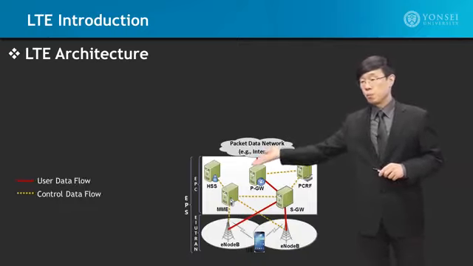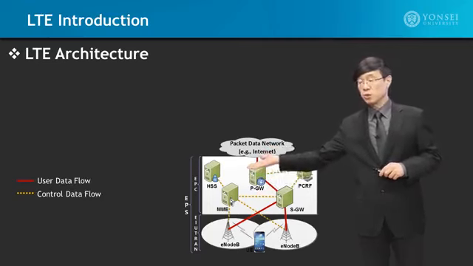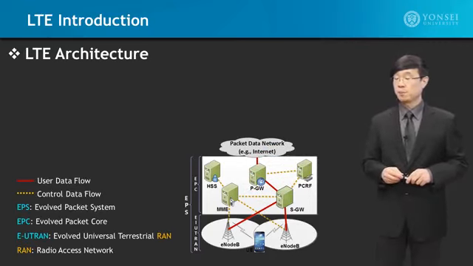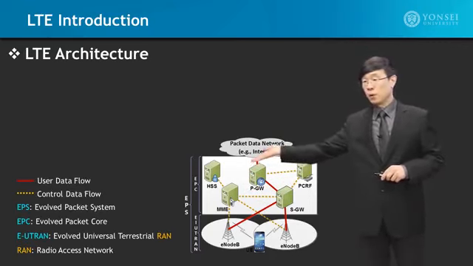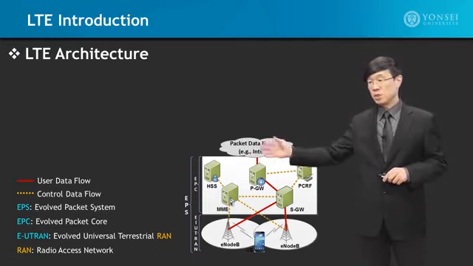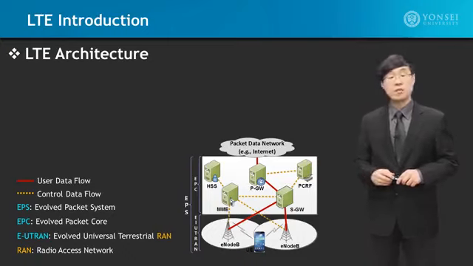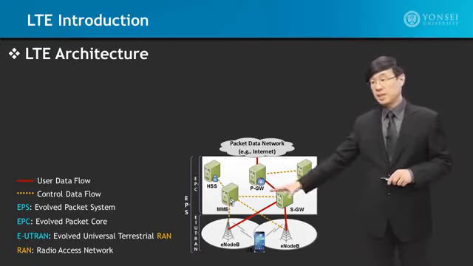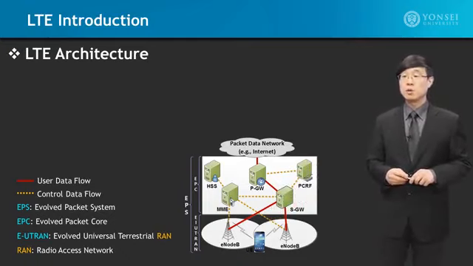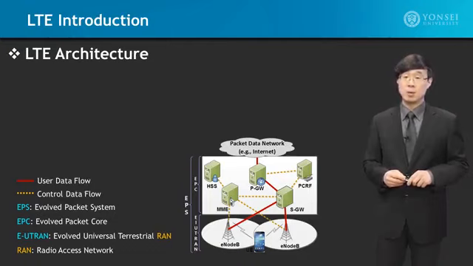and they are divided into big chunks, which has the EPS and the EPC and E-UTRAN written there. Those acronyms stand for: EPS stands for the Evolved Packet System, EPC, which is this top part, stands for Evolved Packet Core, and the E-UTRAN is the lower part, which stands for Evolved Universal Terrestrial RAN, Radio Access Network.